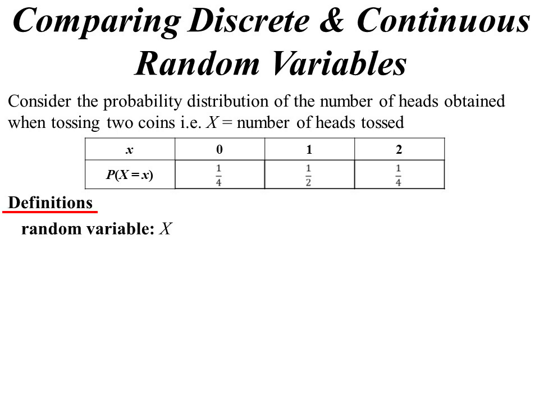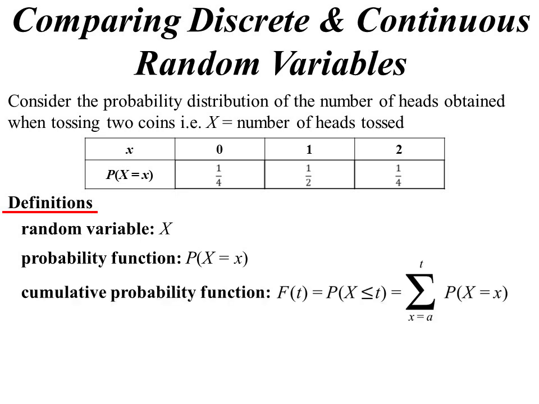Remember, X is what we call our random variable. P(X = x), that's the probability function itself. But now I'm going to define this new thing called the cumulative probability function. Just going to call it capital F. And it's going to be all of the probabilities going up to a particular point. So it's the cumulative probability, the sum of all the probabilities going from a, wherever the starting point is, up to some point.